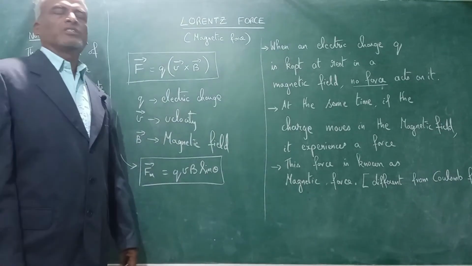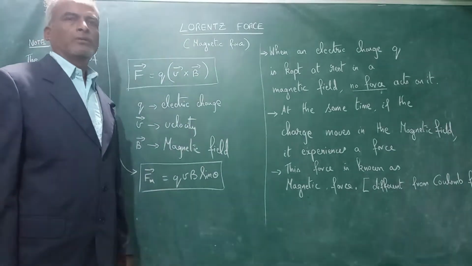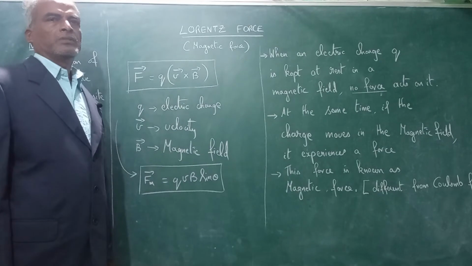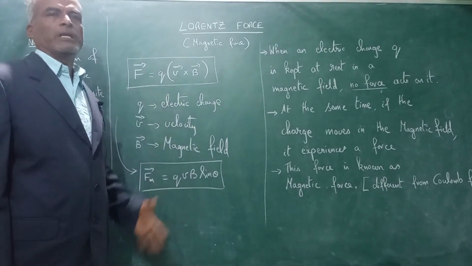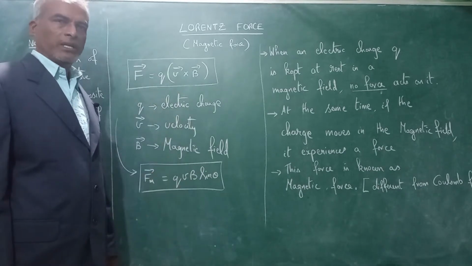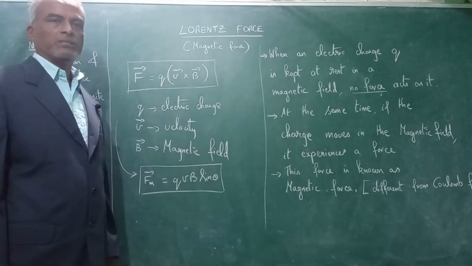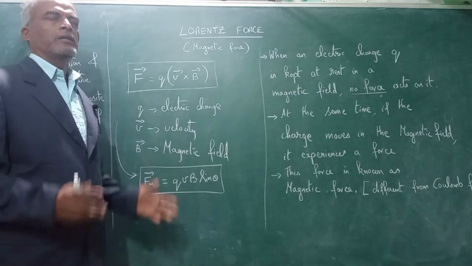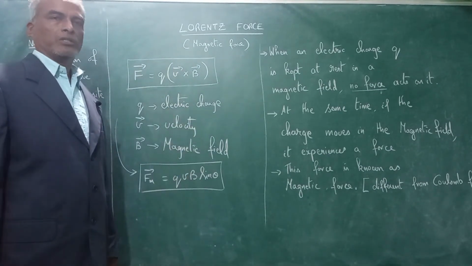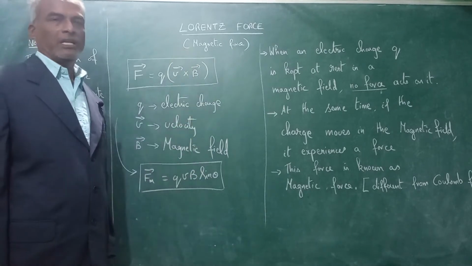So today's topic is about Lorentz force. It's a combination of electric force and magnetic force. Electric force can be explained with the help of Coulomb's law, but we have done it already. So now we will explain what is magnetic force, and how both the forces combined together give us Lorentz force. So first we will see magnetic force.